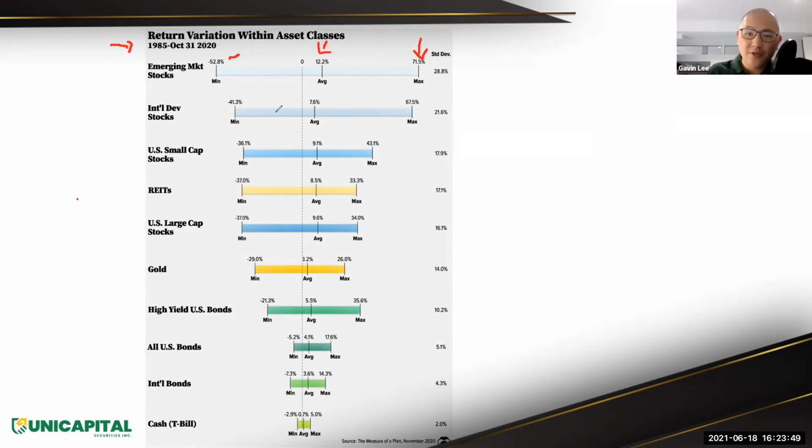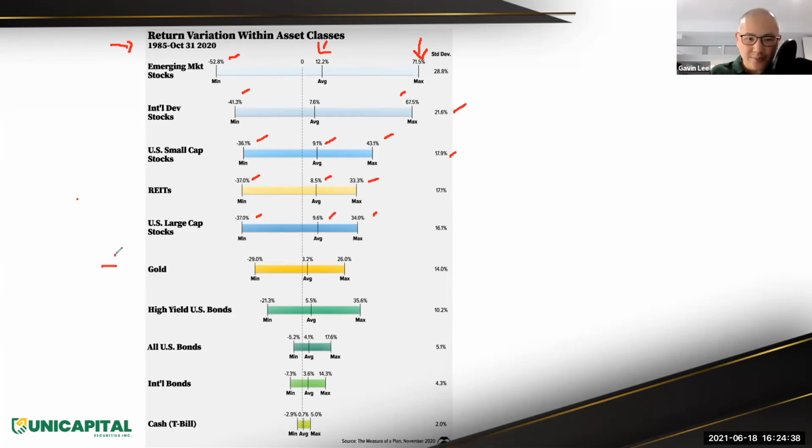Then we have international developed stocks. The range of returns is smaller than emerging market stocks: negative 41 until 67.5%, a standard deviation of 21.6%. The higher the standard deviation, the higher the risk of that instrument. Next is US small cap stocks: negative 36% until positive 43% with an average of 9.1% and standard deviation 17.9%. REITs, negative 37 until 33%, average 8.5%. US large cap stocks are similar: negative 37 and 34% with an average of 9.6%.